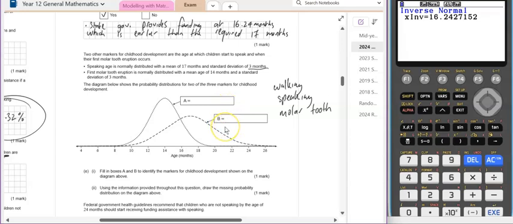Now, the first bit of evidence is obviously the middle of that normal distribution curve. So this normal distribution curve here lines up with 14 months. This normal distribution curve here lines up, or has a mean of 17 months.